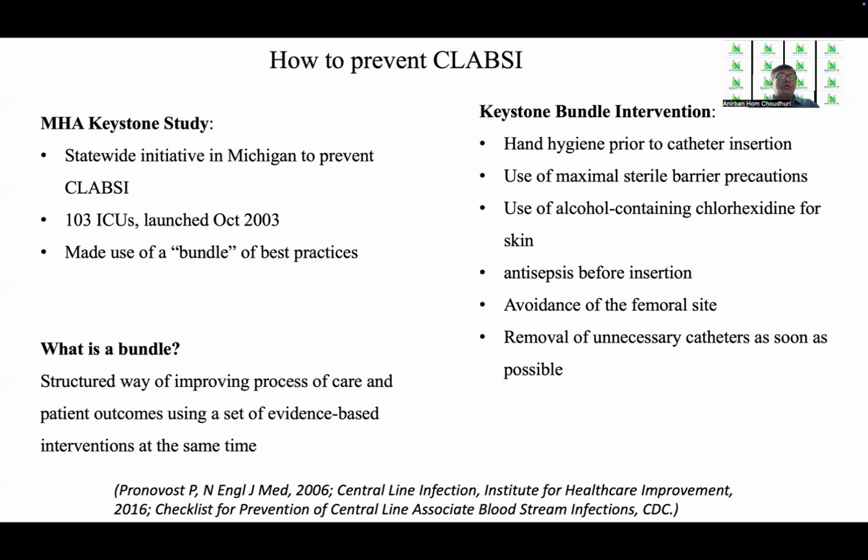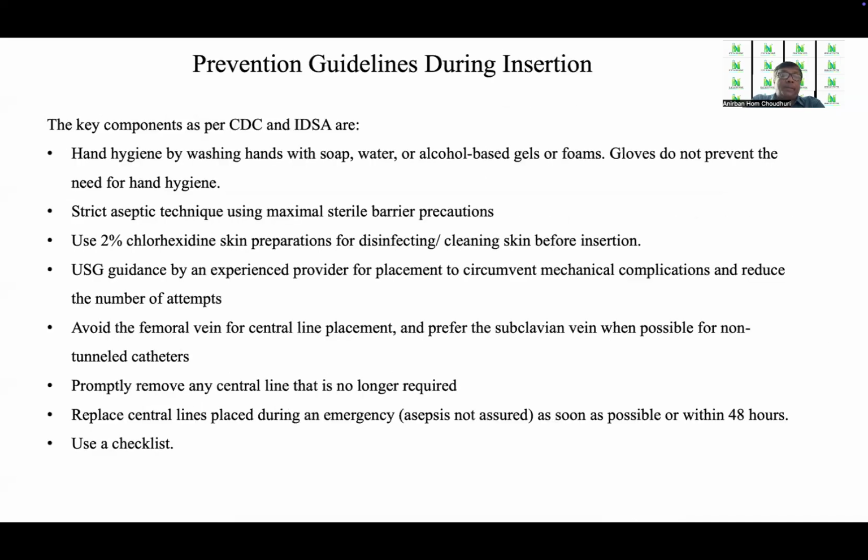Now, this Keystone study, which was a statewide initiative in Michigan to prevent CLABSI, was undertaken in 103 ICUs and was launched in October 2003. It made use of this bundle of best practices, and that included hand hygiene prior to catheter insertion, use of maximal sterile barrier precautions, use of alcohol-containing chlorhexidine for skin antisepsis before insertion, avoidance of the femoral site, and also removal of unnecessary catheters as early as possible.